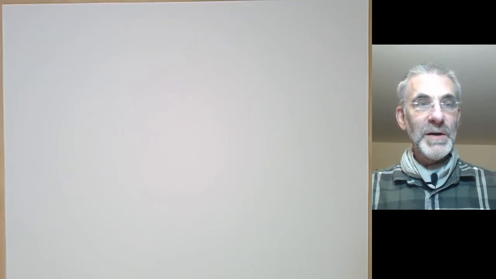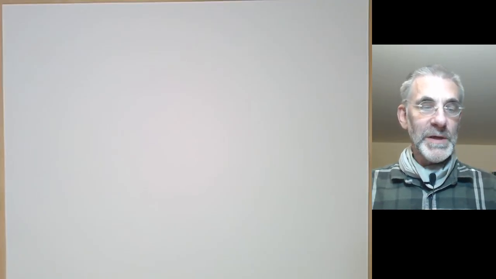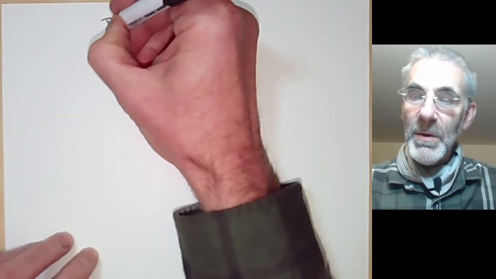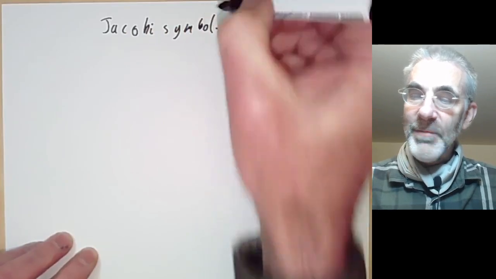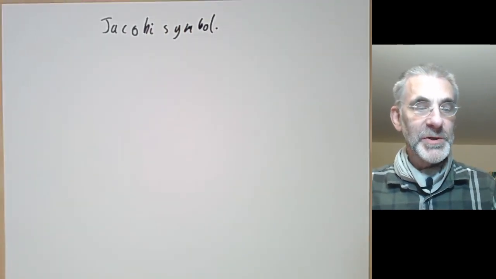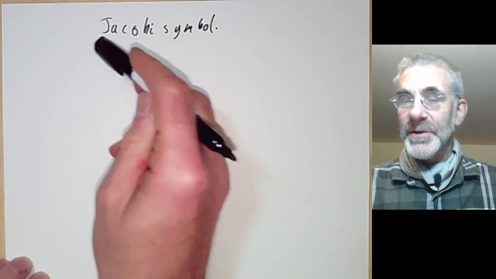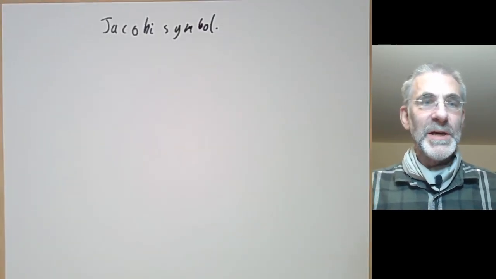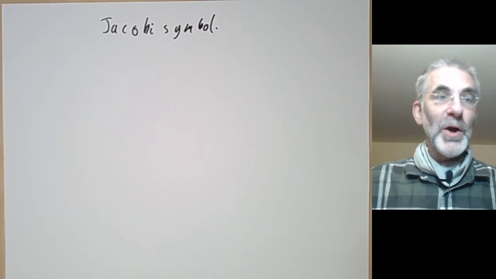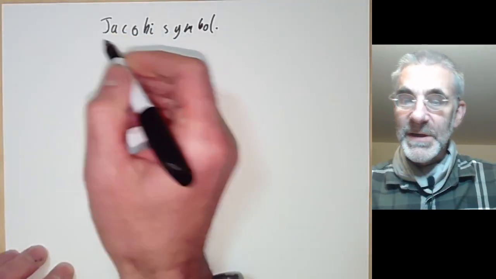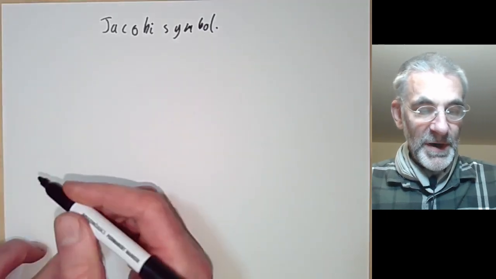This lecture is part of an online undergraduate course in the theory of numbers and will be about the Jacobi symbol. I'd better start by apologising to anybody who speaks German because I'm mispronouncing Jacobi. The proper German pronunciation is something closer to Yacobi, but if I call it that, then nobody in England or America will understand me, so I will use the English pronunciation.